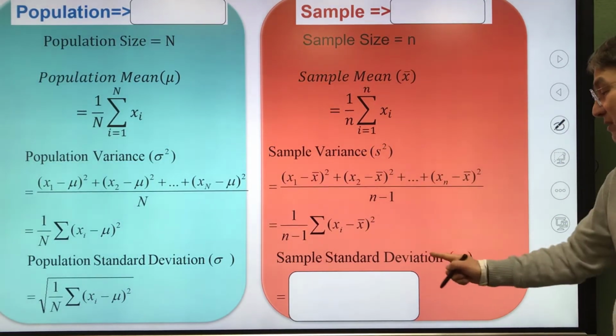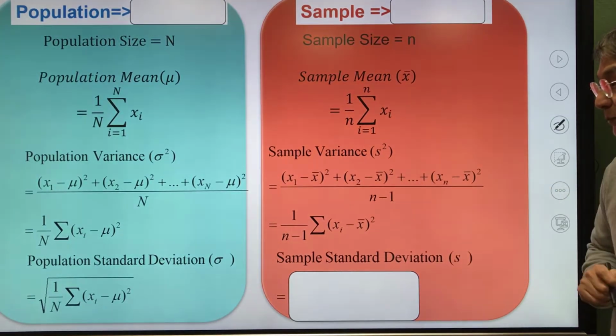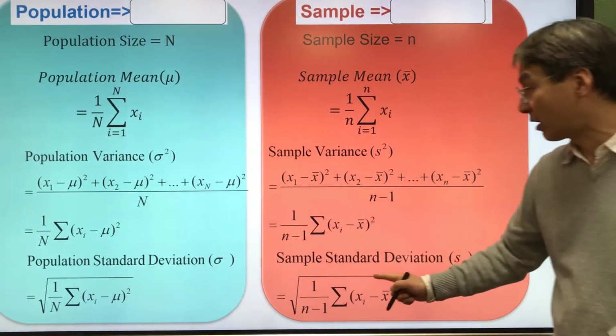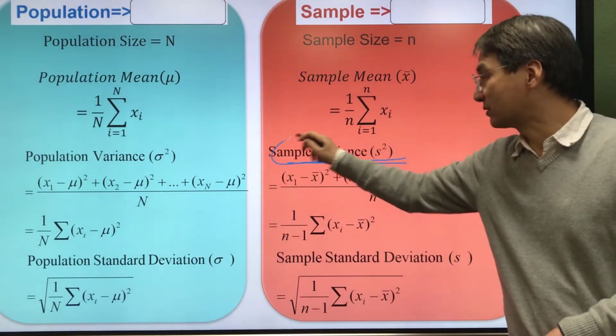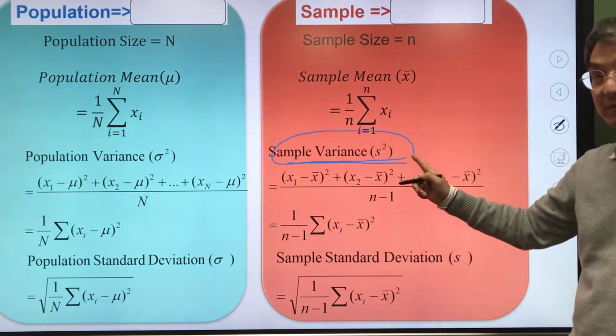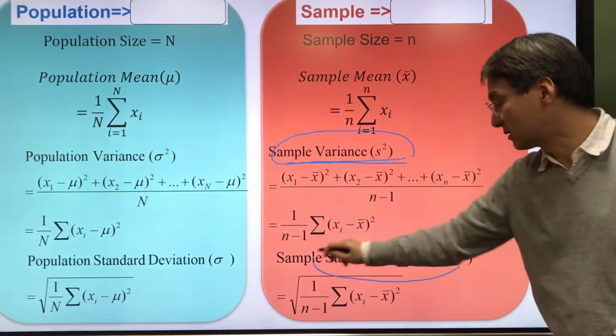Next, sample standard deviation, same as population standard deviation. We have a square root of sample variance. Okay? So it's easier to find the sample variance first, and then we have the sample standard deviation.